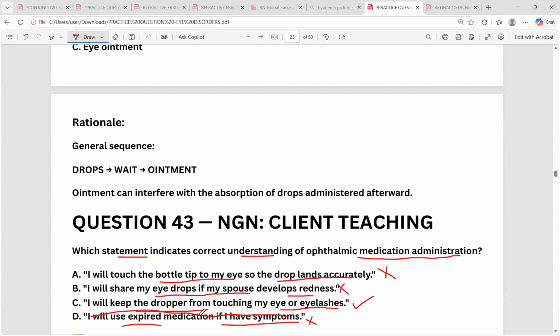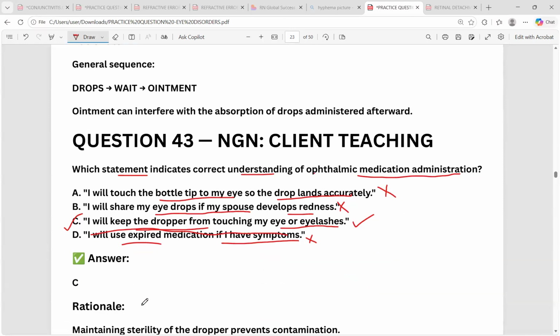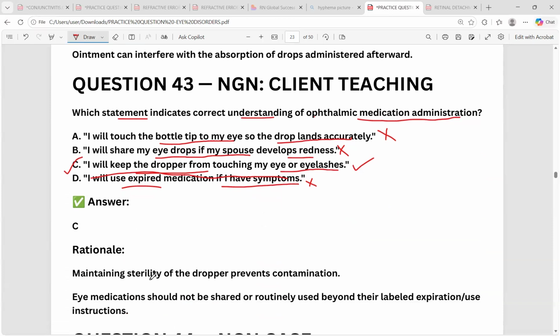So the answer is I will keep the dropper from touching my eyes or eyelashes. That is the safe administration of the medicine. We are not touching the eyelid, eyelashes, or the inside of the eye, and here we are also protecting from getting infection. So the correct answer is option C. We need to maintain sterility to prevent contamination of the medicine bottle.